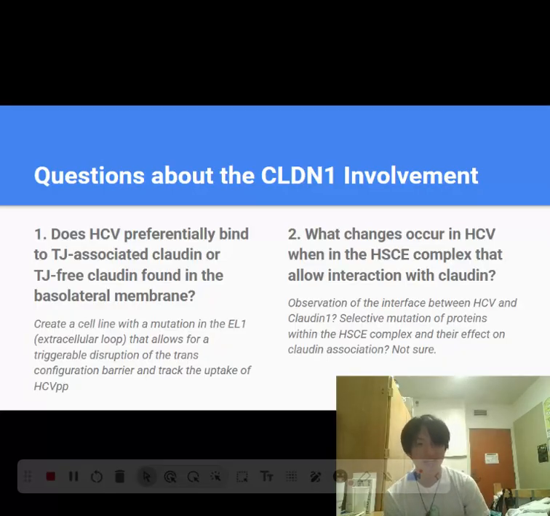The second question that I was kind of curious about in the paper was they were talking about how it was unclear if the HSCE complex caused a conformational change in the HCV that allowed it to interact with the claudin, or maybe the HSCE complex just kind of helped it move towards the tight junction, and just the native HCV can bind to the claudin. I thought that was just kind of interesting, and I think that it could use some more investigation.